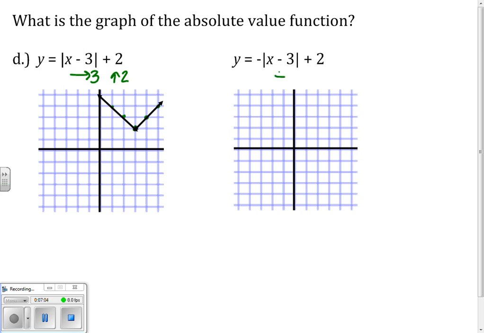And the second one, still have a right 3 and an up 2, but that minus out front is telling me there's a reflection in the x-axis. So now when I said the right thing and I wrote the wrong arrow, I'm sorry. So now when I go right 3 and up 2, I'm going to go down 1 over 1 on this side because of the reflection. Go back to the vertex, go down 1 over 1 on this side because of the reflection. Oh my goodness, now I'm a mess, I'm sorry. And then I'm going to draw in the V-shaped graph.